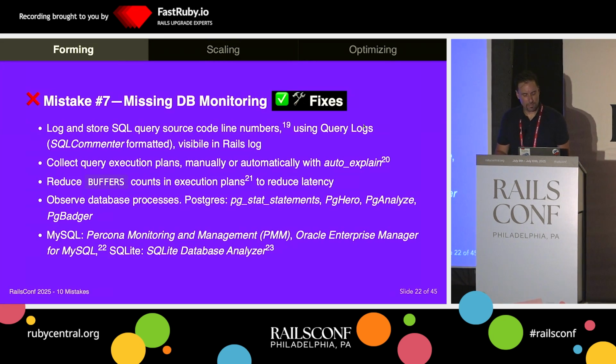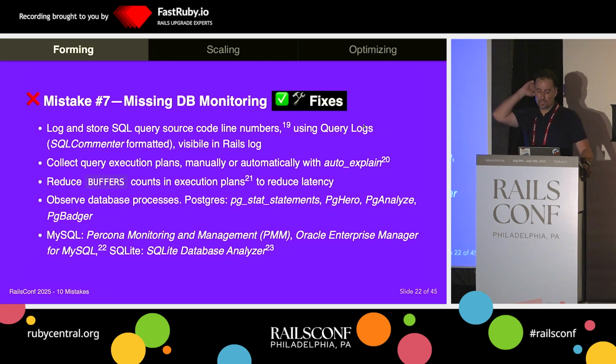So to fix that, I recommend logging and storing all source code line number locations for your queries. And you can do that using query logs in Rails. There's also a gem called marginalia. Query logs formats the annotations using the SQL commenter standard, which is nice. And if you enable that, you'll see it right away in your Rails log. And if you use Postgres, you can use those annotations in pg_stat_statements as well, which will capture normalized query statistics and then give you your comments to go back into your source code.